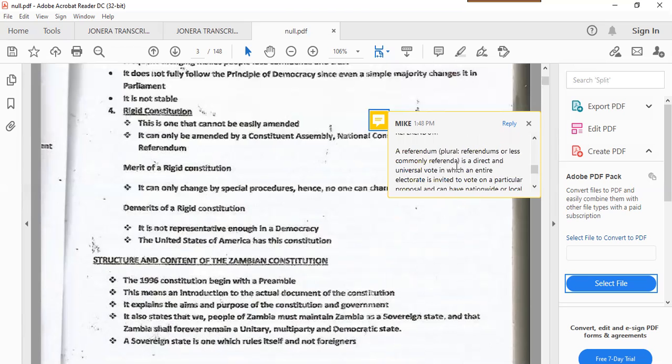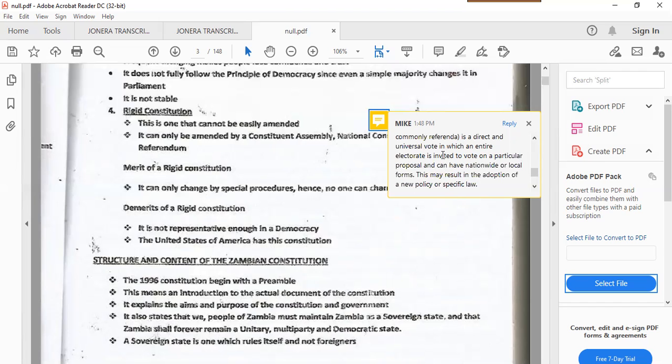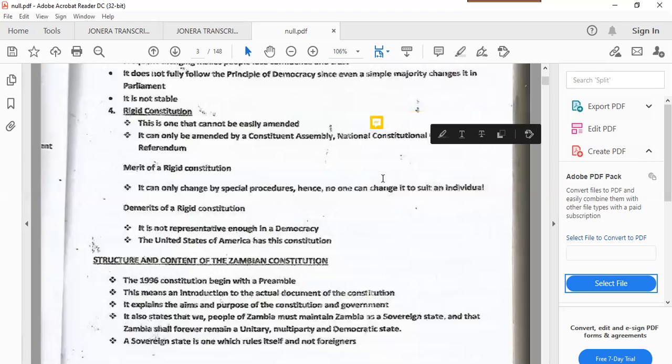And then a referendum is just a vote. So after the entire debate, etc., they now have to vote. So it's a direct and universal vote in which an entire electorate is invited to vote on a particular proposal and can have national-wide or local forms, and it can result in the adoption of a new policy or specific law. So a referendum is just a vote that can change or not change a given rule in a constitution. So you've seen how rigid this type of constitution is, right?